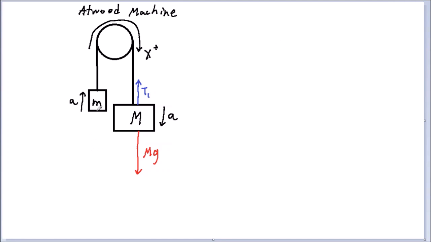Now for the smaller block, we're going to have a gravitational force, small mg, pulling down. And again, some tension pulling up, because tension is always going to pull towards the center of the rope. Let's call this tension over here tension 2, T sub 2.